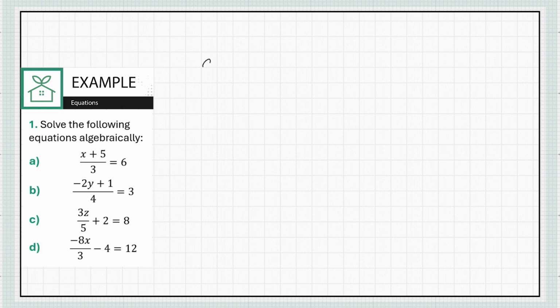Alright, let's look at our last one. Let's look at D. So for D we have minus 8x over 3 minus 4 is equal to 12. So again, multiplying both sides by that denominator. So if we multiply both sides by the denominator, all we end up with is negative 8x minus 12 is equal to 36. So 3 times our negative 8x over 3 will be minus 8x, and 3 times our negative 4 will be negative 12, and 3 times 12 will be 36.